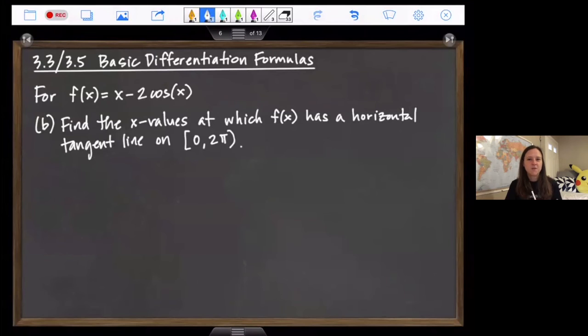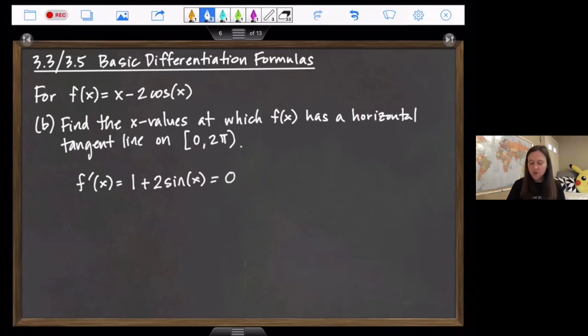I told you in the last video that anytime you want to find the places where f of x has a horizontal tangent line, you just set the derivative equal to 0. So let's take our derivative. We found this on the last example: f prime of x is equal to 1 minus 2 times a negative sine x. So it made it a positive 2 sine x. And we just want to set this equal to 0. All right, so let's subtract 1 from both sides. And we get 2 sine x equals negative 1. Divide both sides by 2. And I get sine x equals negative 1/2.